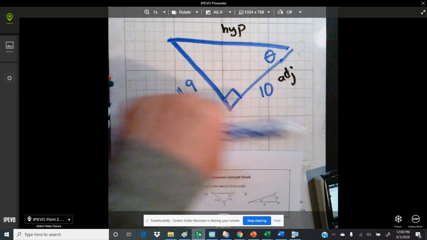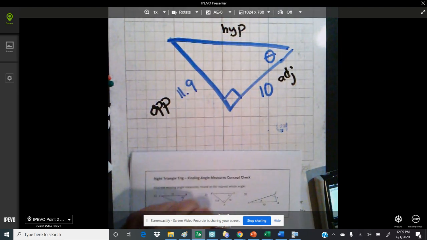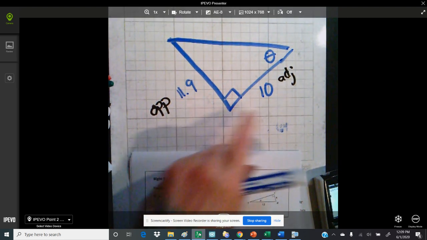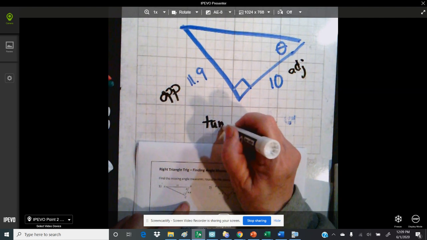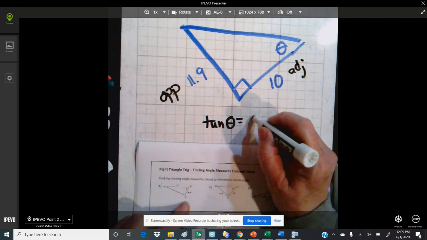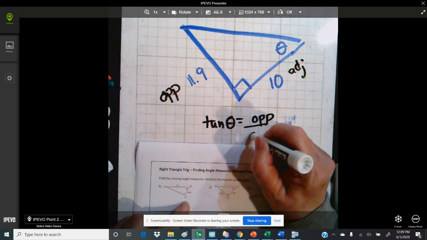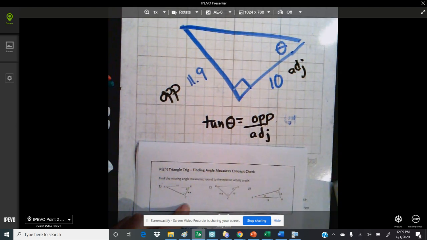Well, there's nothing that they say about the hypotenuse at all, so I'm going to ignore that. And I'm going to say, well, what uses the opposite and the adjacent? Well, the tangent of some angle is the opposite over the adjacent. Again, just look at your chart.